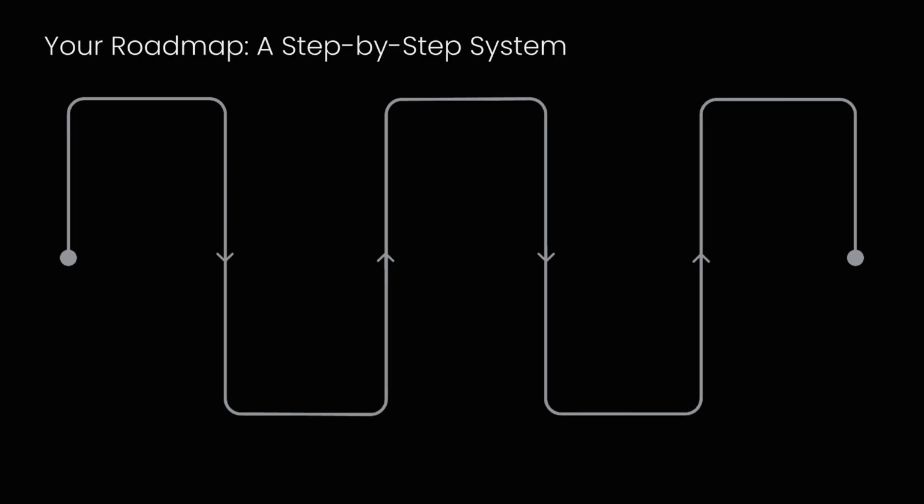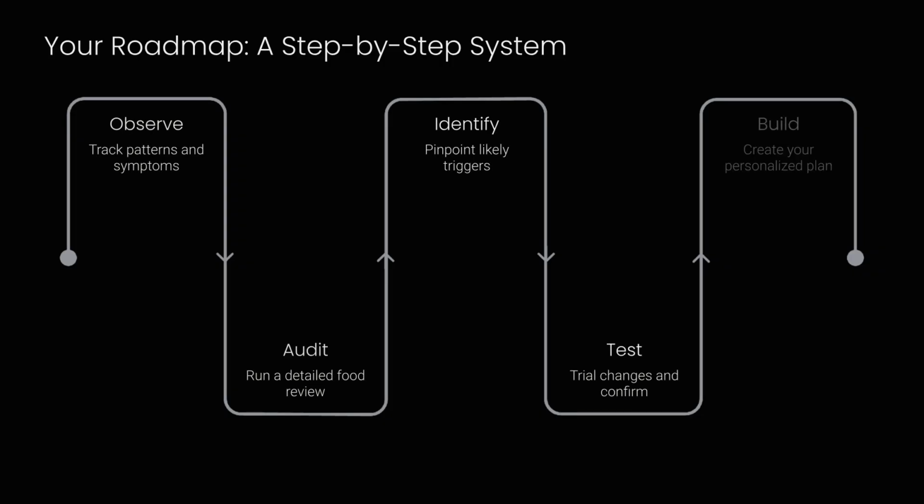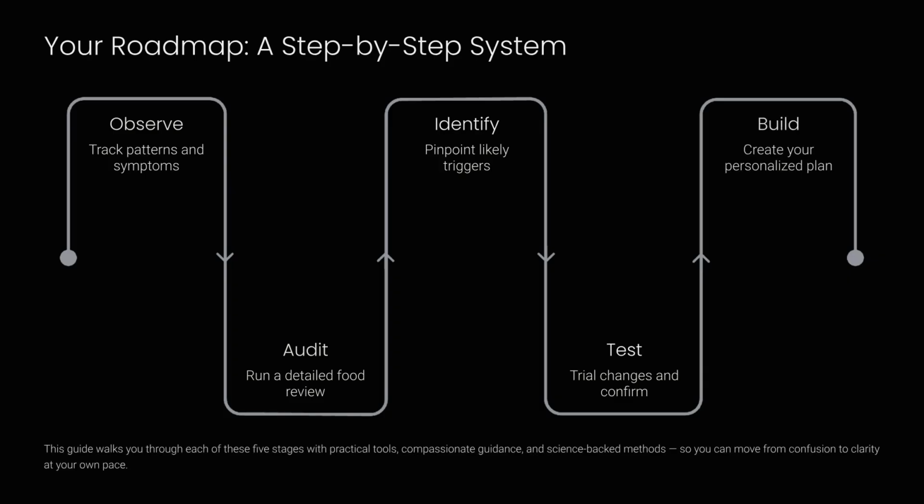The roadmap to identifying your triggers involves 5 stages: observe, audit, identify, test, and build. This guide will provide you with practical tools and methods to move from confusion to clarity at your own pace.